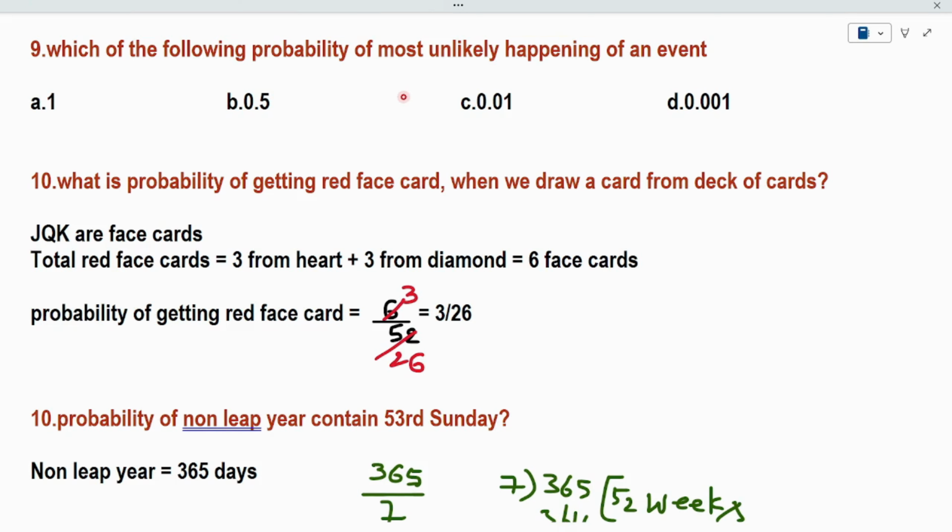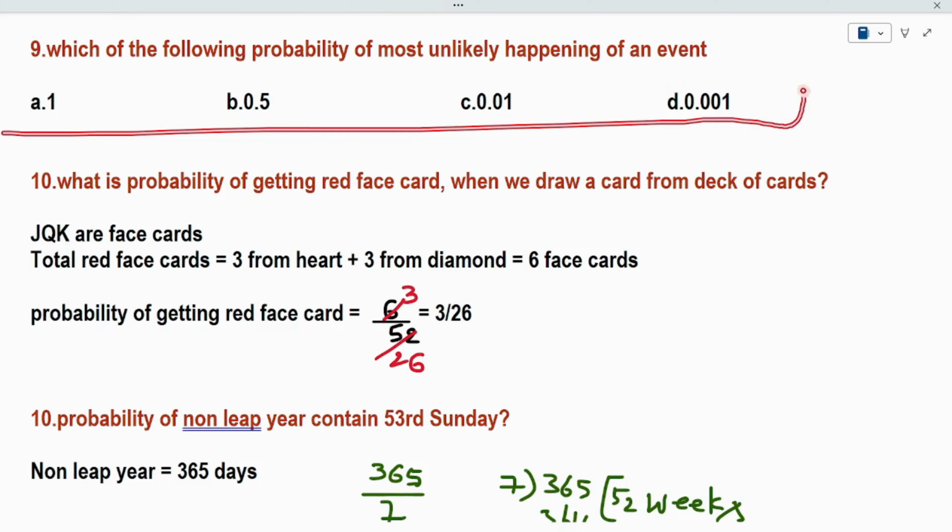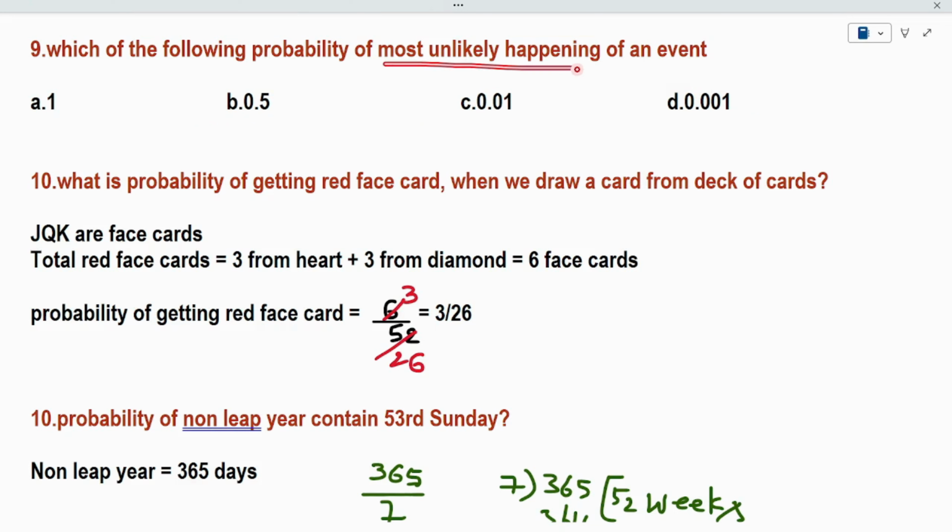See, here the problem is, which of the following probabilities is the most unlikely happening? Here it is asking the most unlikely happening. So we need to find the probability which is near to 0, which is nothing but the smallest value among all the options. So this is the option. Why? Because this is the lowest probability, which means this is the most unlikely to happen.